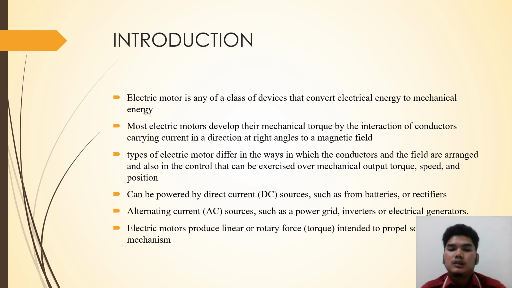An electric motor can be powered by a direct current source such as batteries or rectifiers, and can also be powered by an alternating current source such as the power grid, inverters or electrical generators. Electric motors produce linear or rotary force intended to propel some external mechanism.